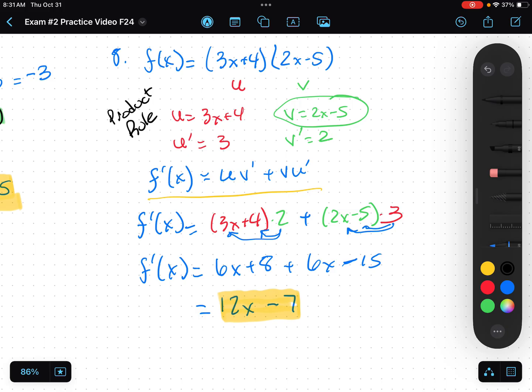When you do this problem on your exam, I'm going to want to see the work, right? I want to see you actually use the product rule. So don't just multiply this function out and then use the power rule. Go ahead and run through the product rule. The instructions say use the product rule.